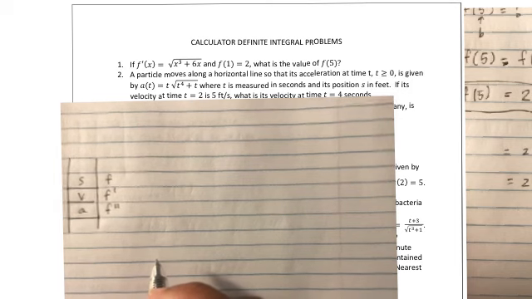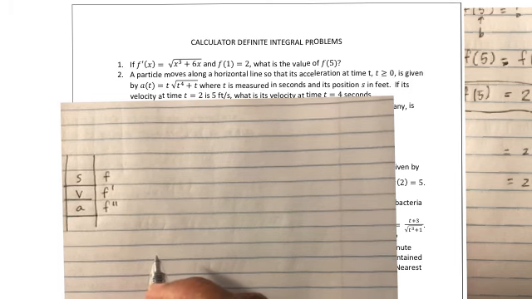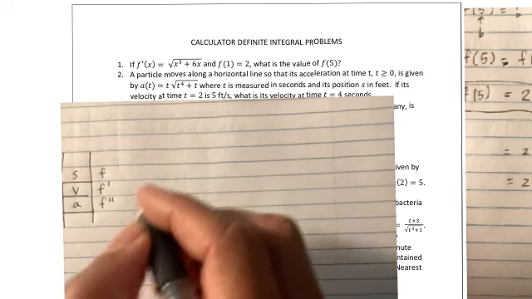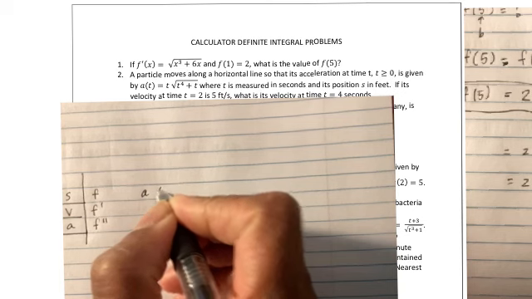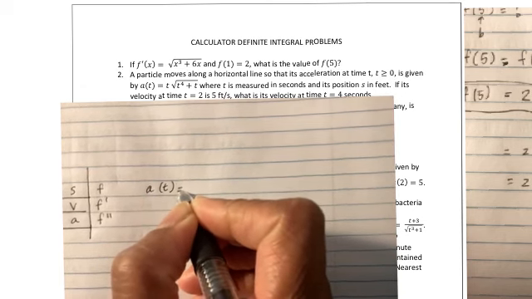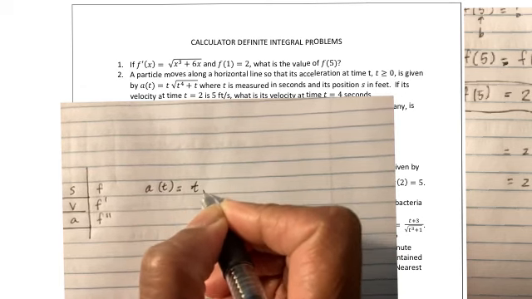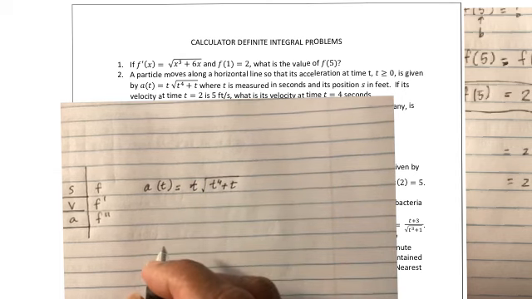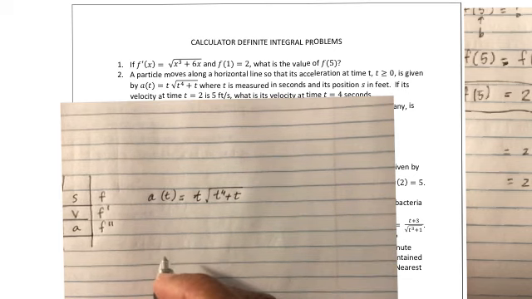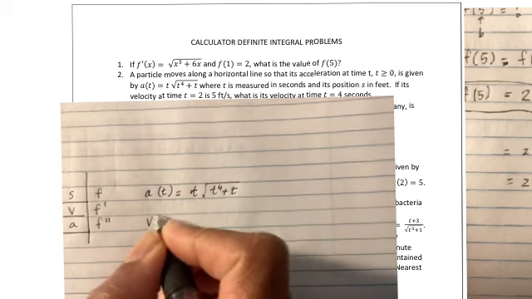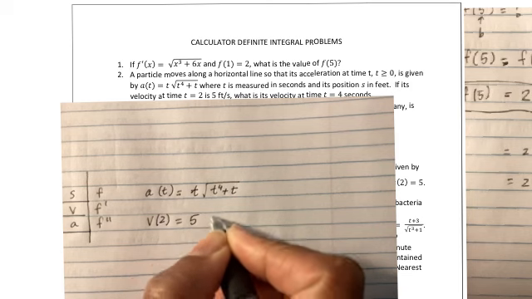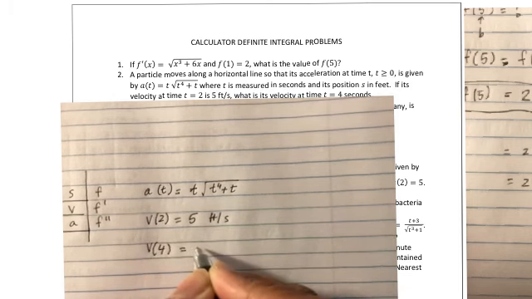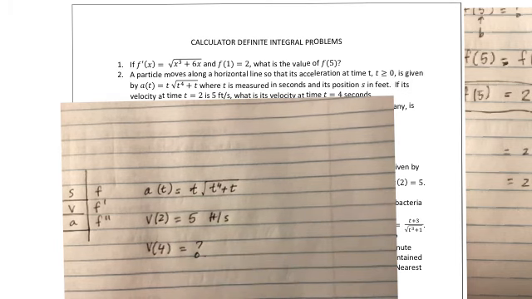So the question says that a particle moves along a horizontal line so that its acceleration at time t for t greater than or equal to 0 is given by a of t, that's the acceleration function, and that is equal to t times the square root of t to the 4th plus t, okay? And t is measured in seconds, position in feet. If the velocity at time 2 is equal to 5 feet per second, what is the velocity at time 4, right? So we've been given v of 2, and we want v of 4.